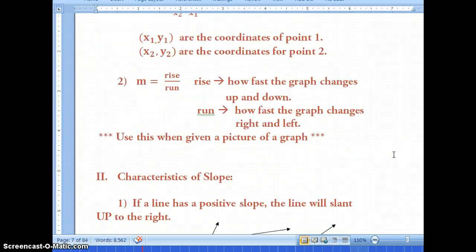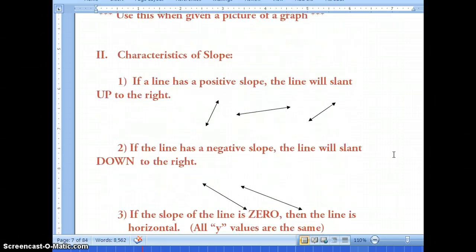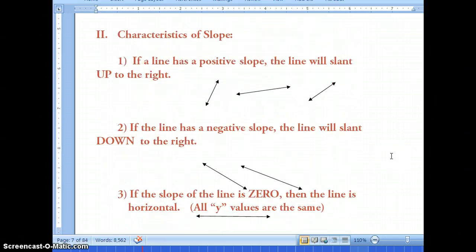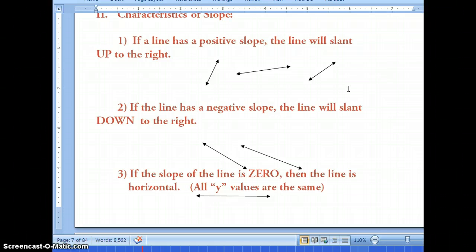Now, associated with slope are these characteristics. And again, take a minute, copy these down, and after you click pause, when you get done copying these down, you can go ahead and start again, and we'll talk about these. If a line has a positive slope, the line is going to slant upwards to the right. And of course, the steepness of it depends on the value of that slope. If a line has a negative slope, the slant's going to be down to the right.